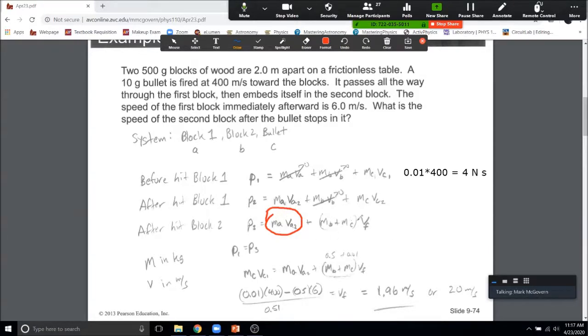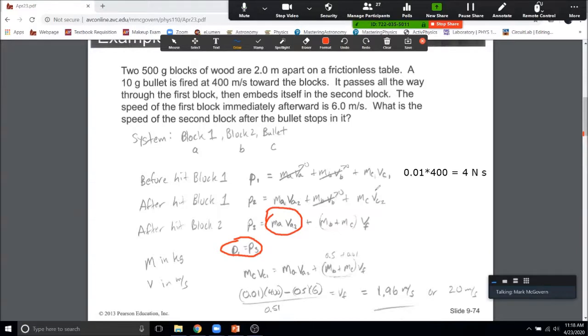The second block and the bullet combine, so we're going to add their masses up, and they're going to move with some final speed. So what I can do here is set equal to each other any of these 2 quantities. I can do P1 equals P2, P1 equals P3, P2 equals P3, anything I want to. Well, I want to know what the speed of the second block is, so that means I'm probably going to equate P1 and P3. So I write out what that is, put the numbers in, math happens, and I get a speed that's around 2 meters per second. Okay, that's the common velocity of the block and the bullet in there.